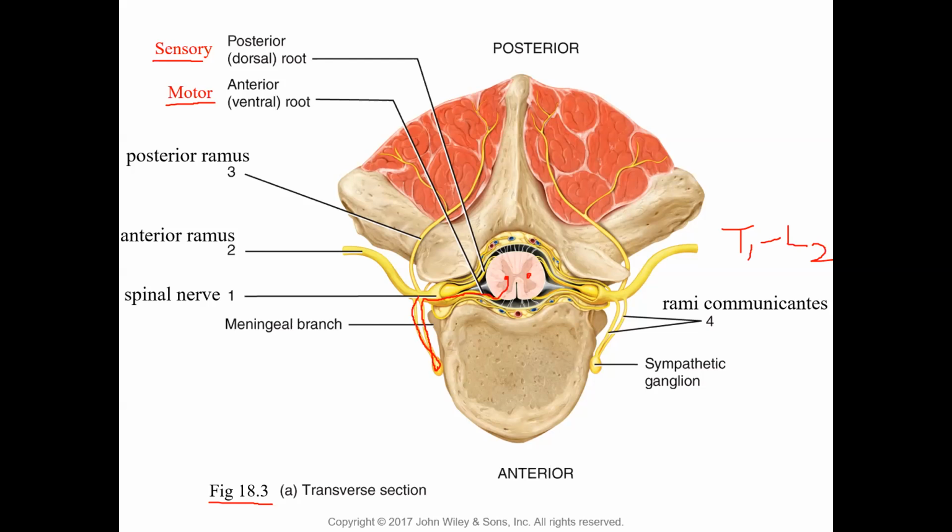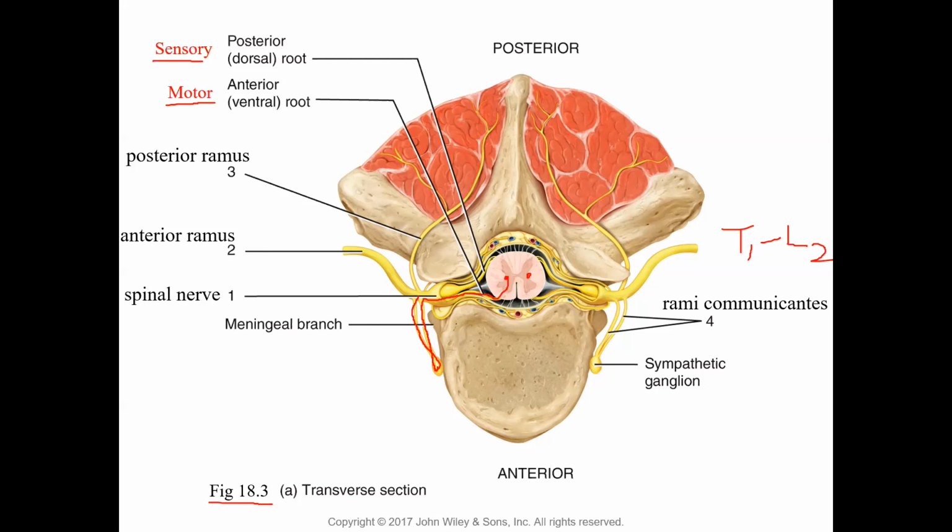So the ones that pass without synapsing in the sympathetic ganglion emerge to form the splanchnic nerves. Splanchnic means viscera, so they will innervate the viscera, the abdominopelvic region. The nerve cell bodies of the second motor neuron, the postsynaptic ganglion neurons, are located in the sympathetic ganglion. Some of the axons of these postganglionic neurons will return to the spinal nerve at the same level via the gray rami communicans.